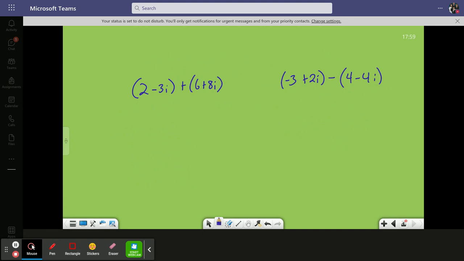Both of these are positive. So I'm gonna have 2 plus 6, negative 3i plus 8i. Doing a little commutative property, moving things around. 2 plus 6 gives me 8. A negative 3, a positive 8. And it's in that standard form of a plus bi, just wanting the constant first and the i term last.